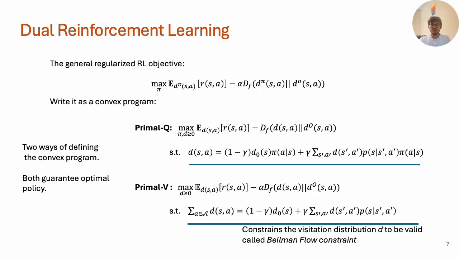Consider a standard regularized objective where we are trying to maximize the reward function but constrained to some offline data distribution. We can rewrite this objective as the following two convex programs. This is done by formulating the RL objective in terms of an arbitrary variable d, and later constraining it to be a valid visitation distribution using Bellman flow constraints. Both forms of constraint guarantee the optimal policy.